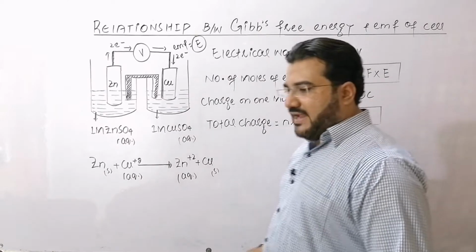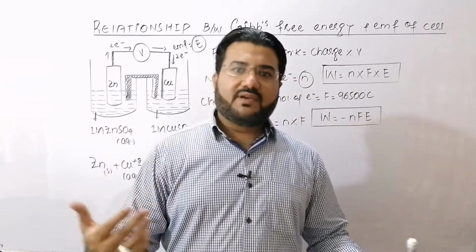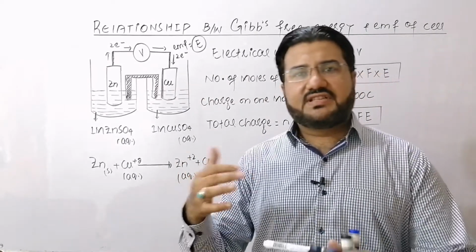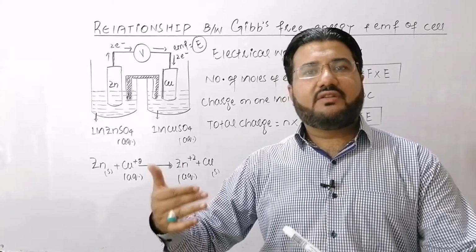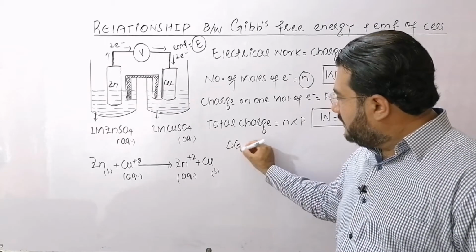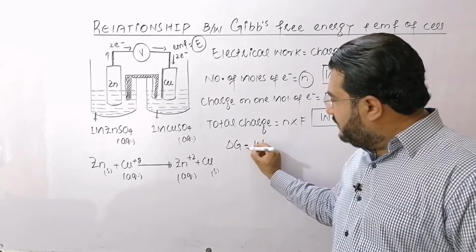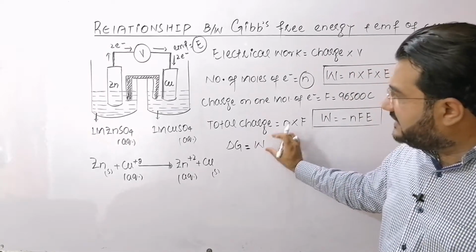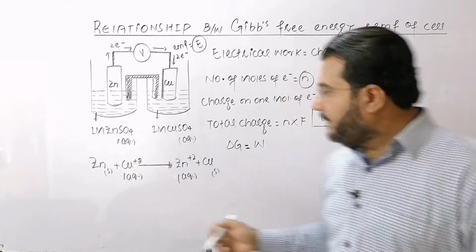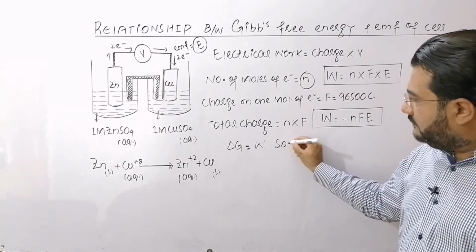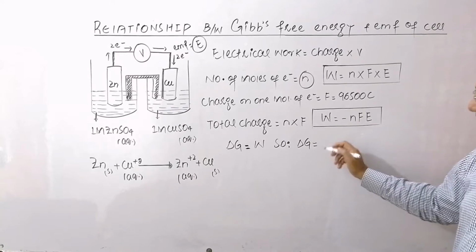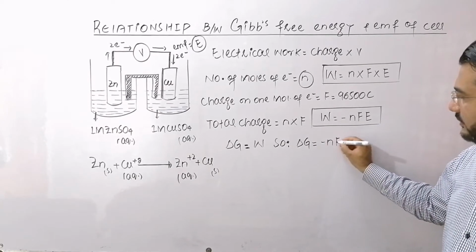This is the maximum work done by the system or by the cell. And my dear students, you know that the maximum work done by the system in thermodynamics, we show it with the change in the Gibbs free energy. So we will say that delta G is actually equal to W. According to thermodynamics, the maximum work which is done by the cell is equal to the change in the Gibbs free energy of that system. So delta G will be equal to, now put the value or formula of this work here, that will be equal to minus nFE.